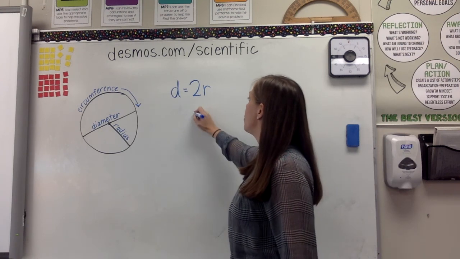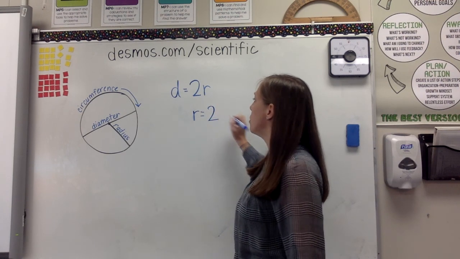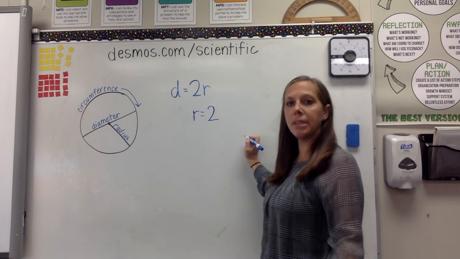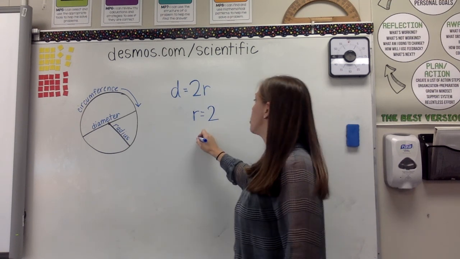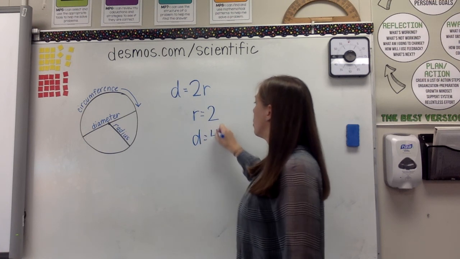So let's say we know that the radius is 2. How do I find the diameter? Well, the diameter is 2 of those radii, so the diameter would equal 4.